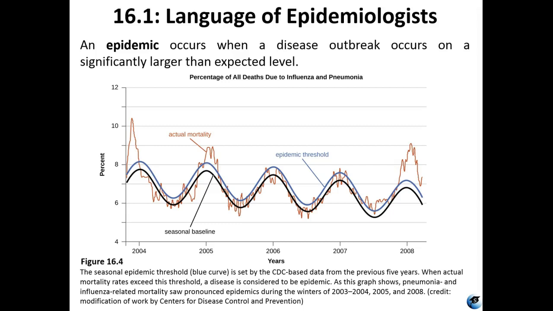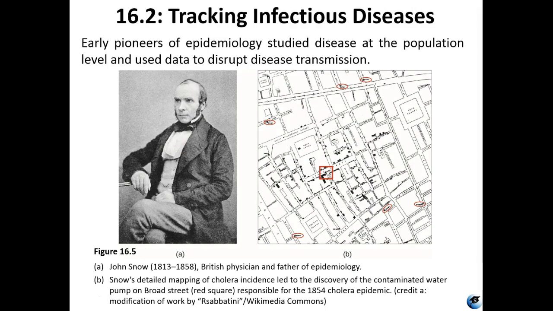Early pioneers of epidemiology studied disease at the population level. Now, this guy here, John Snow, is considered the father of epidemiology. And this figure 16.5 shows a map of an area where he was able to track down the source of cholera. And he found out that it had to do with a contaminated water source.